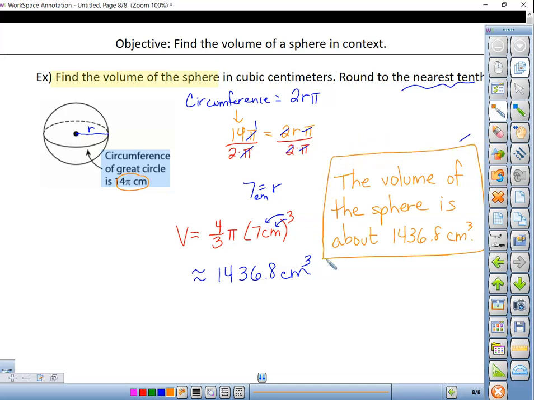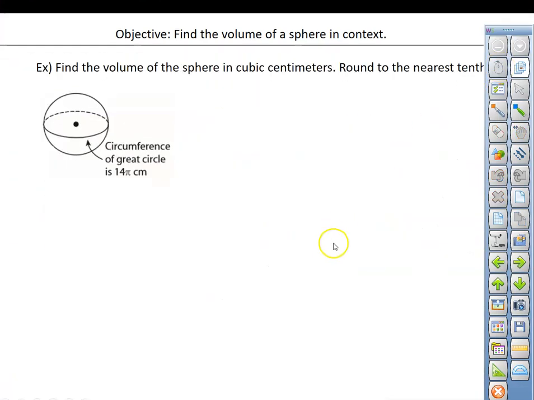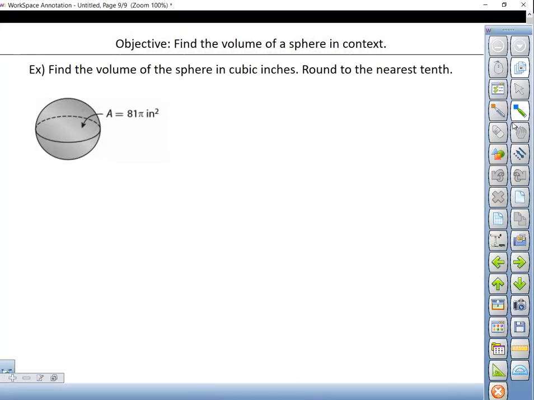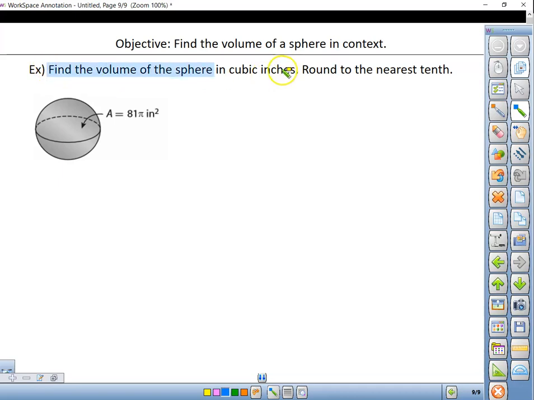All right, one more problem we want to talk about together. Let's take a look at it. So this one is similar to the previous one, where we've got a sphere. We just want to find the volume. This time we want it in cubic inches, which is good because we have an inches measurement here. It's actually inches squared, you might notice. We're going to go to the nearest tenth again.